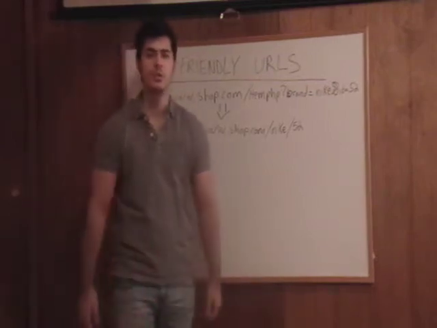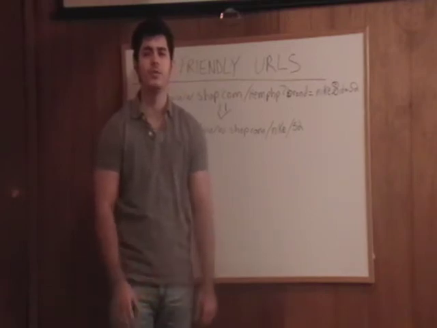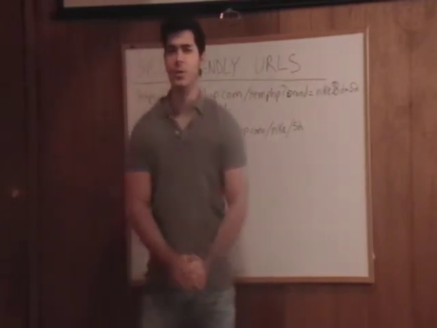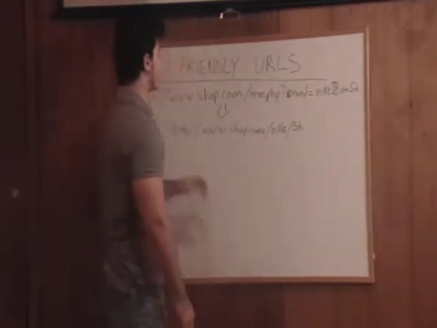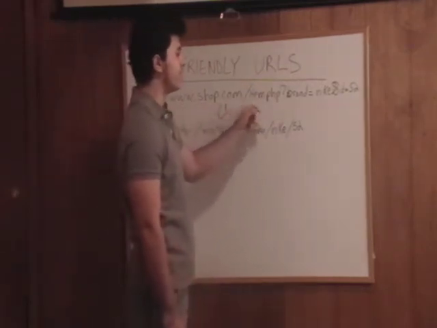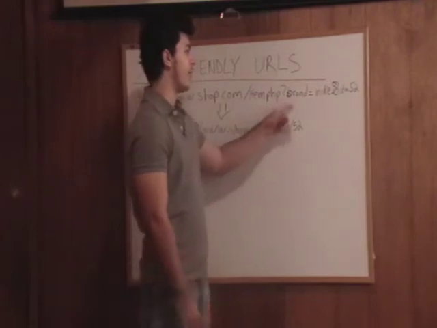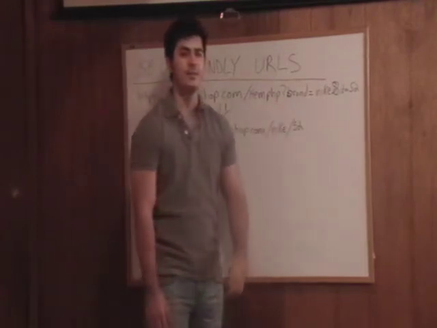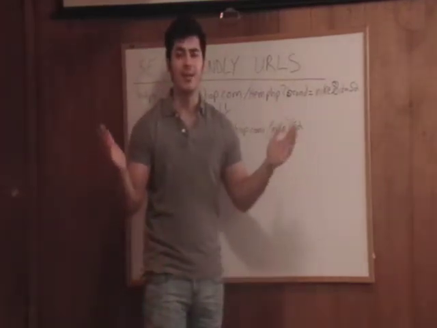I'm here to show you how we can create SEO-friendly URLs. Have you ever gone to a website before and seen something like this, www.shop.com/item.php?brand=Nike&ID=52? What does that all mean?